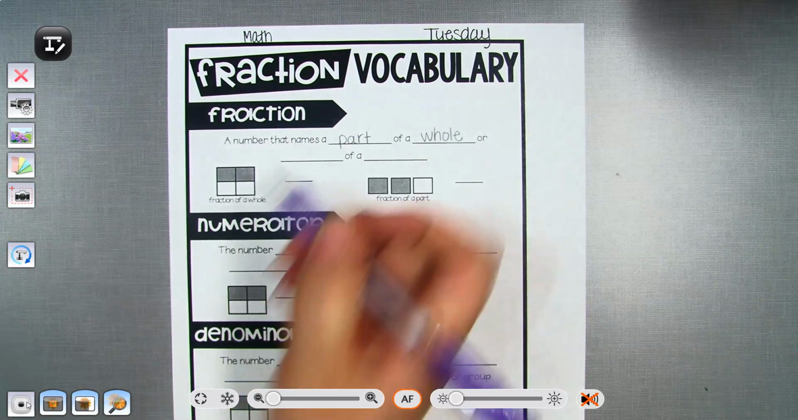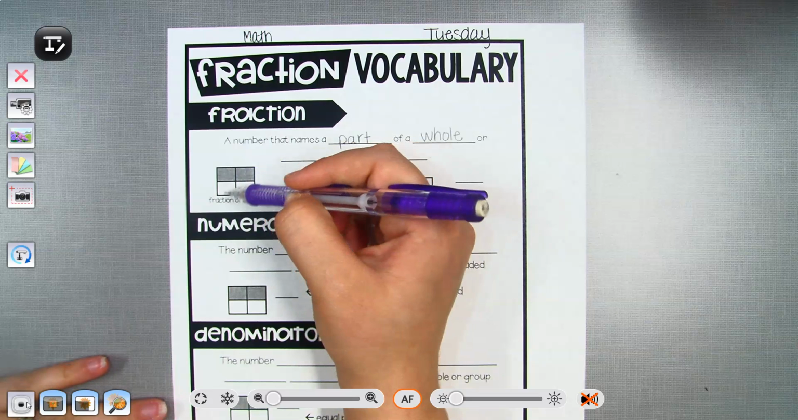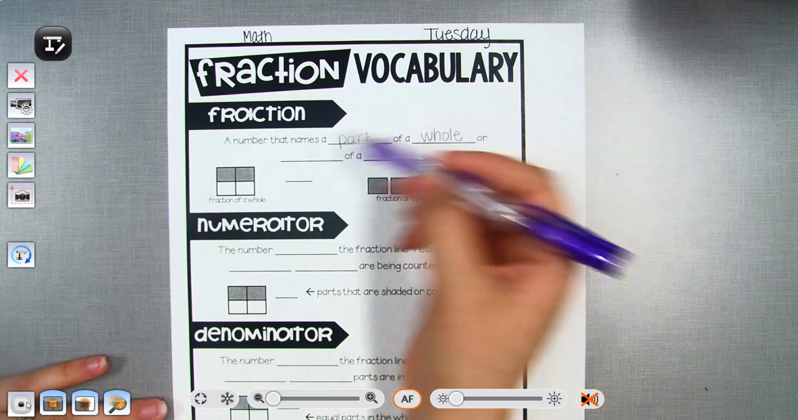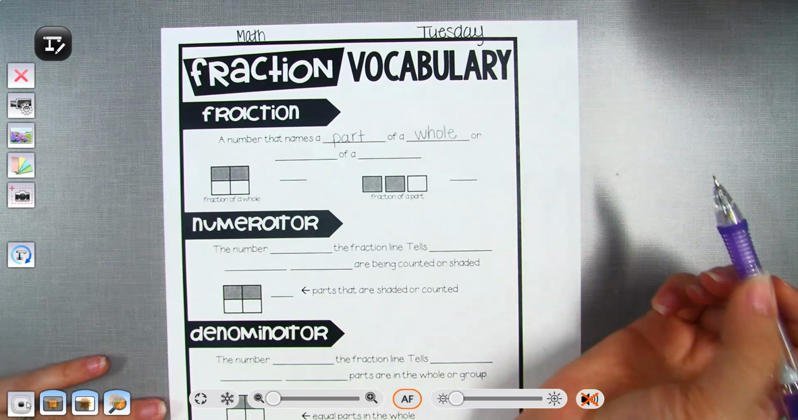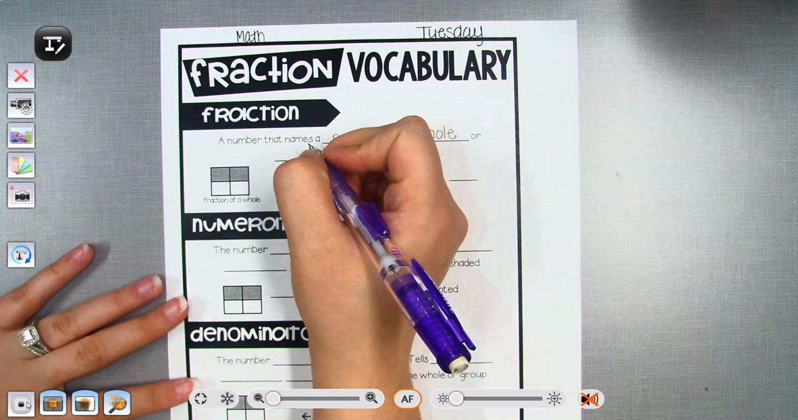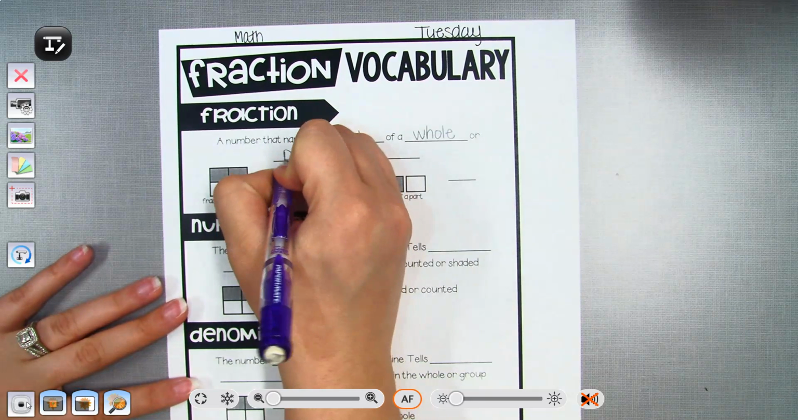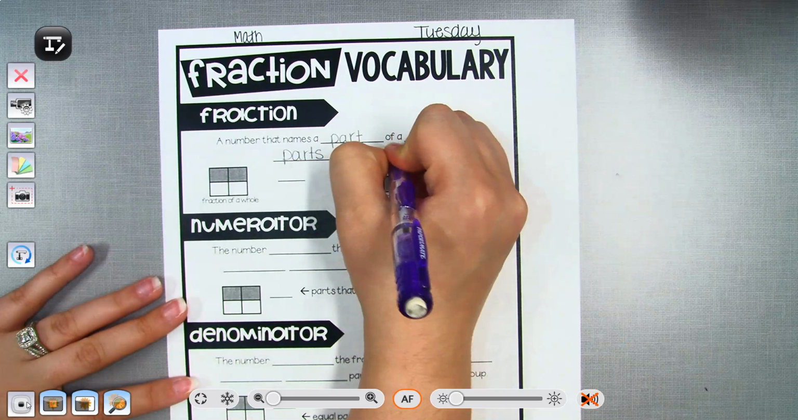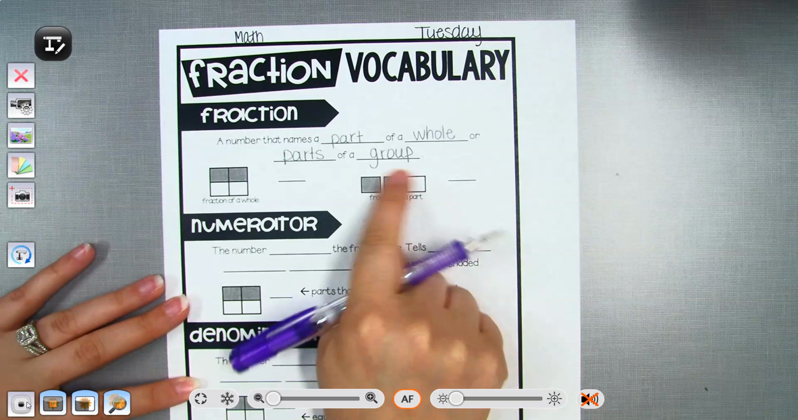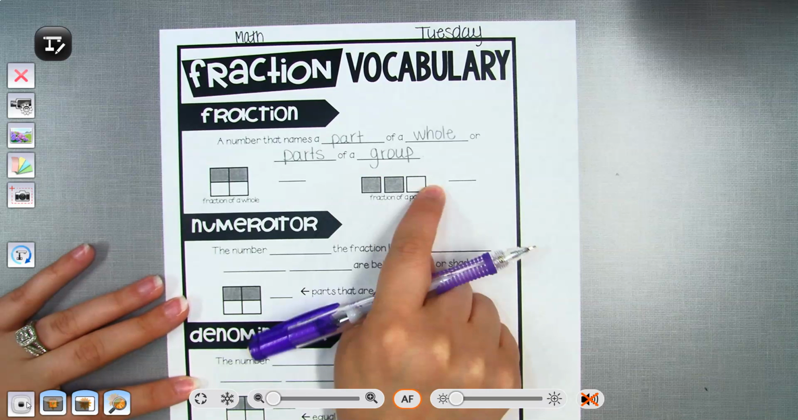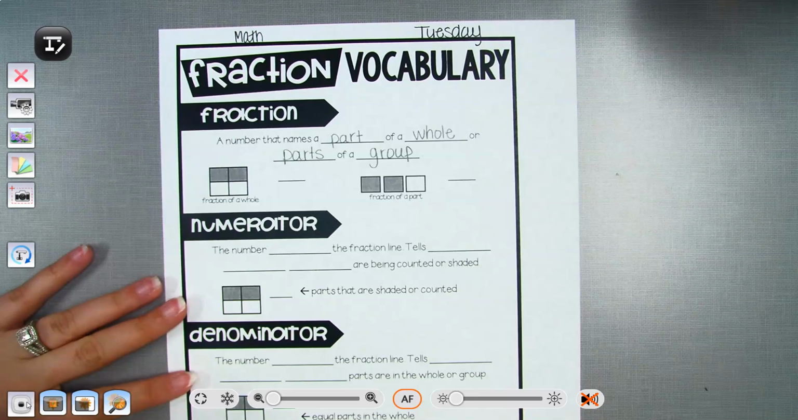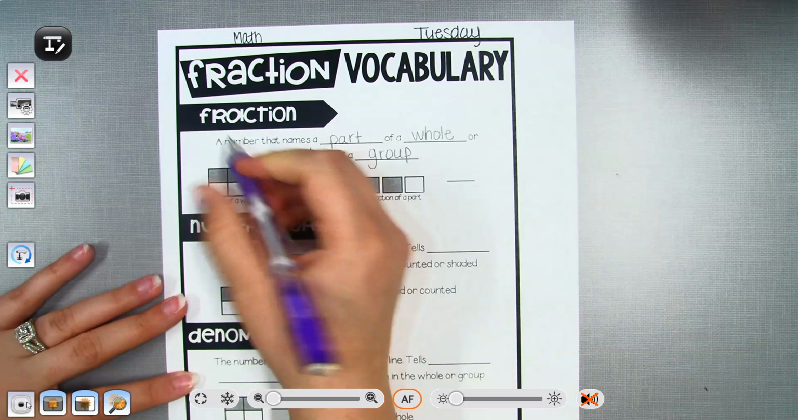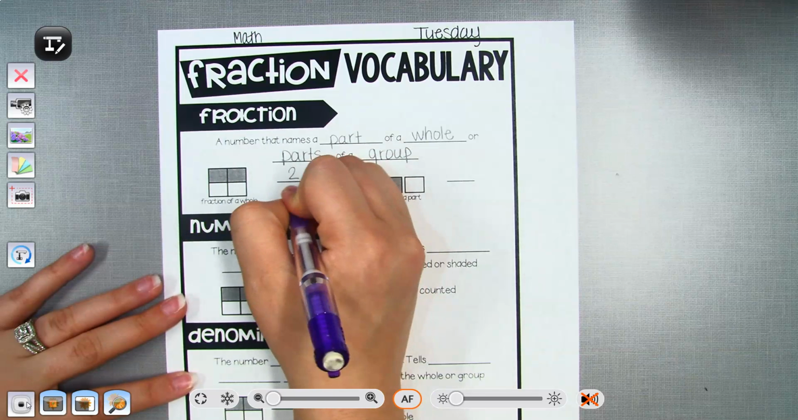So, for instance, guys, this is a fraction right here. There are 4 parts in my whole. So they're parts of a whole. Here are my parts: 1, 2, 3, 4. Or it could be parts of a group. Here's my group. I have 1, 2, 3 parts in my group. For instance, this fraction right here, I have 2 that are shaded, and I have 1, 2, 3, 4.